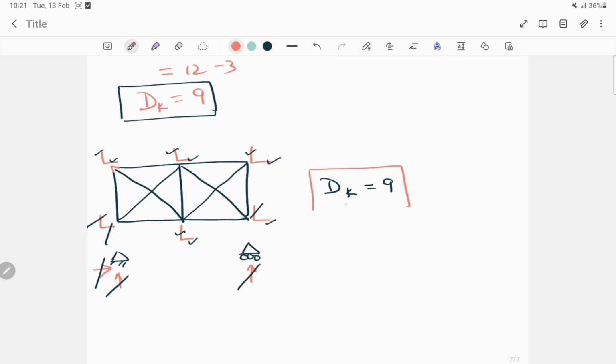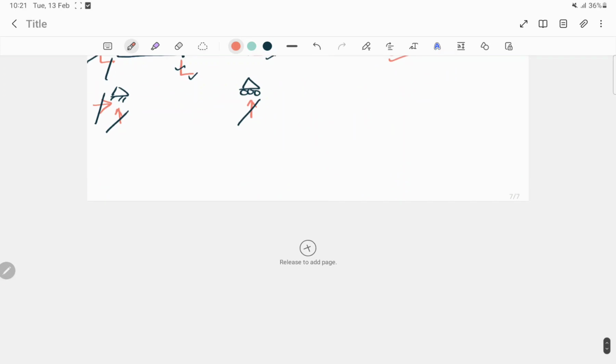So this is also a correct answer. By using the formula we are getting the dk value as 9, and the manually calculated value is also 9. So this is also correct. Again I'll show you one more example.